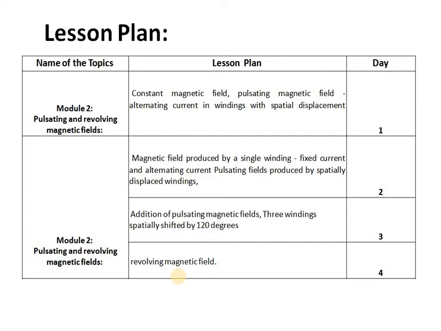I have shown you a lesson plan of two particular modules here, and the remaining modules will be covered in a similar way. Here I have taken module 2, pulsating and revolving magnetic field, which is the basis of single-phase AC machines, and how 3-phase and single-phase supply can create the rotational magnetic field, what the fundamental laws are, that has been covered in these modules.